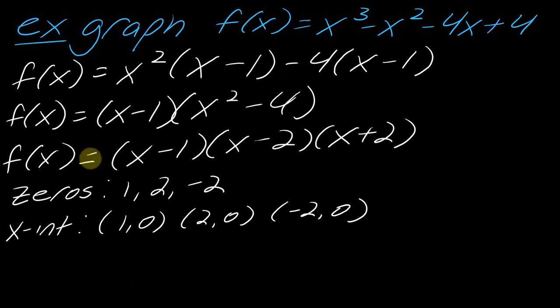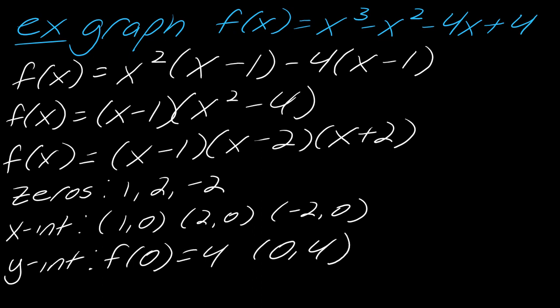So you're probably noticing there is a relationship between factors, zeros, and x-intercepts. They really are all interchangeable, and depending on which one you're talking about, you just make a slight tweak to how you represent it. The other thing that we need to find is the y-intercept. To find the y-intercept, I just plug 0 into my function, and I have 0 minus 0 minus 0 plus 4. So that's just going to equal 4, right? So my y-intercept is (0, 4).